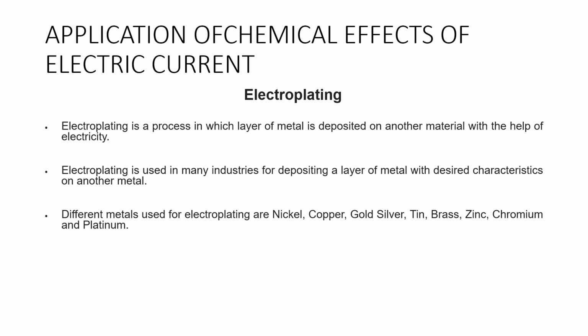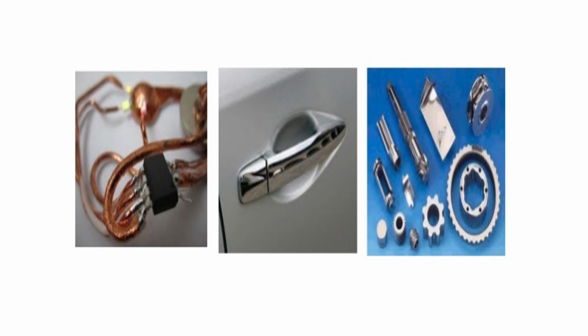Different metals used for electroplating are nickel, copper, gold, silver, tin, brass, zinc, chromium, and platinum. Here are some pictures that we have seen: zinc plating, chromium plating, and nickel plating.